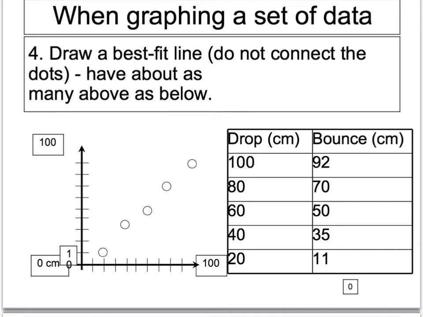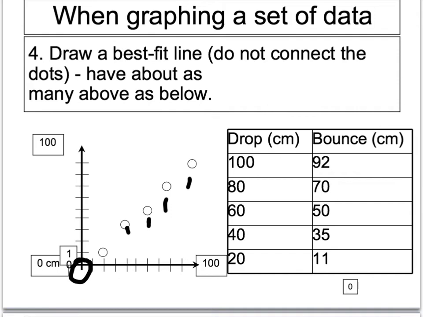Once you have plotted your data, you're going to draw a best fit line. Now, best fit line does not mean try to connect the dots. You want to have about as many dots above the line as below it. And you're not going to try to force the line to go through the origin. So it does not have to go through this point here. It needs to match the data, these dots up here, as best it can.